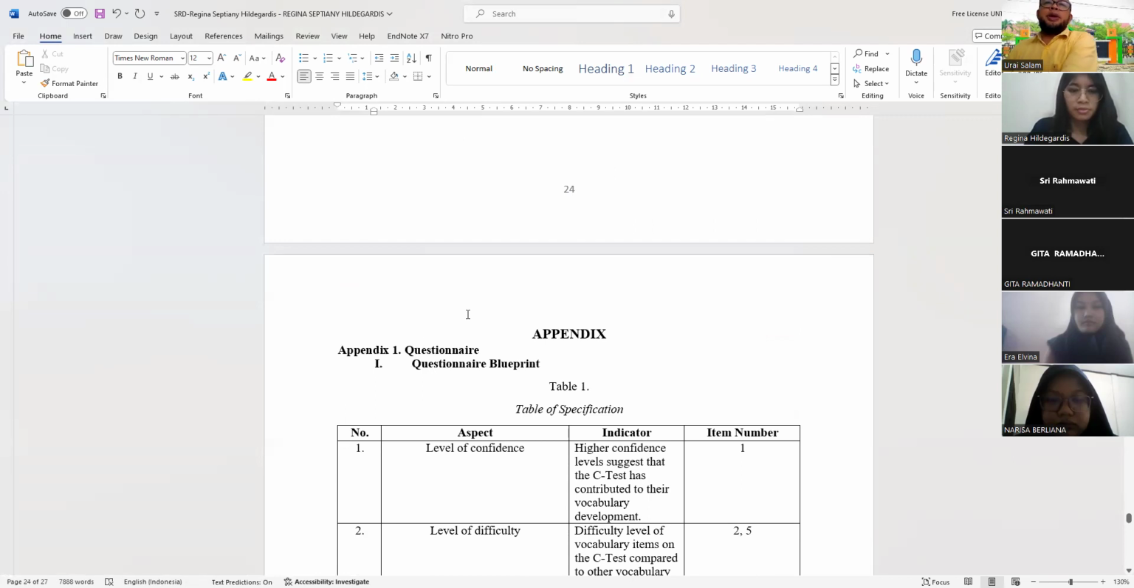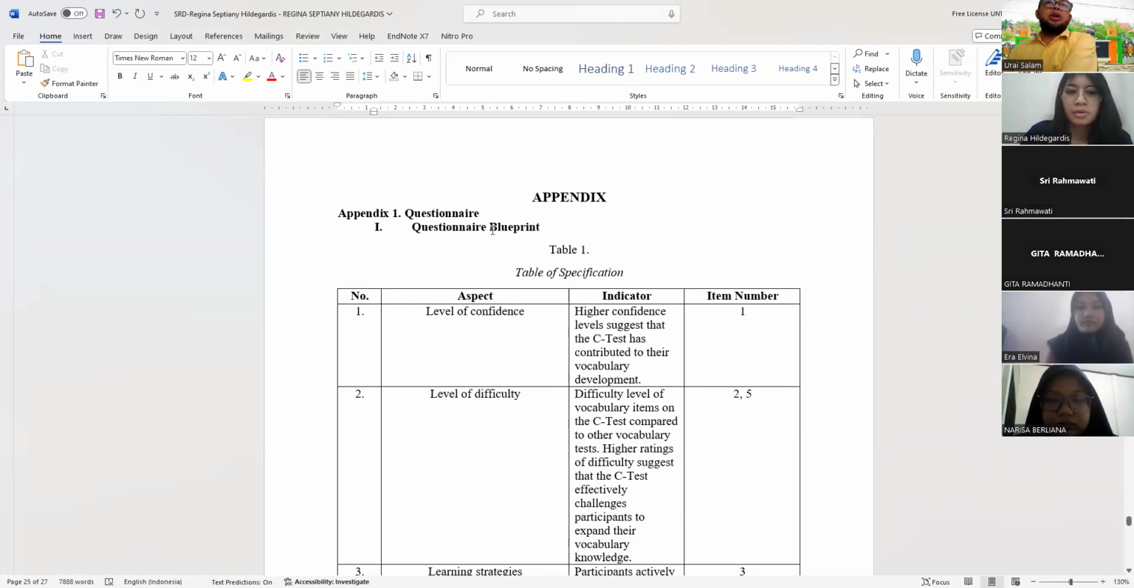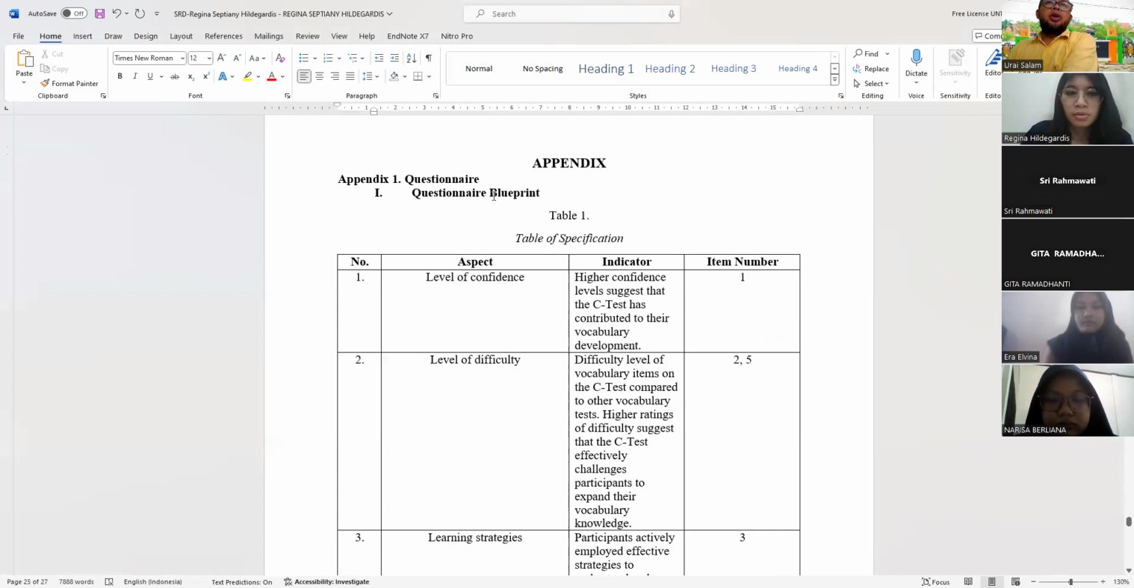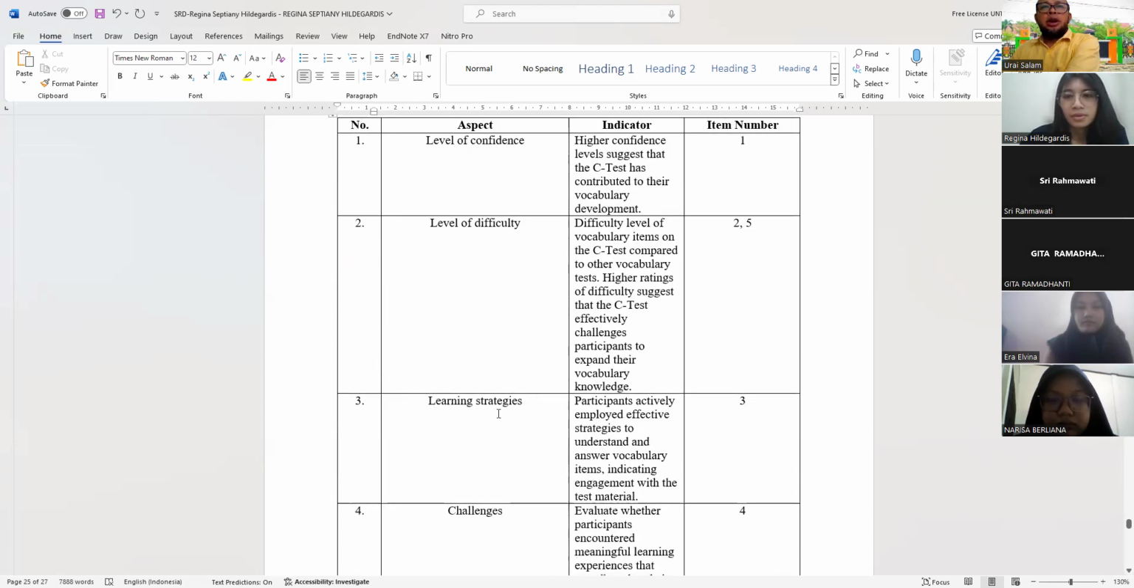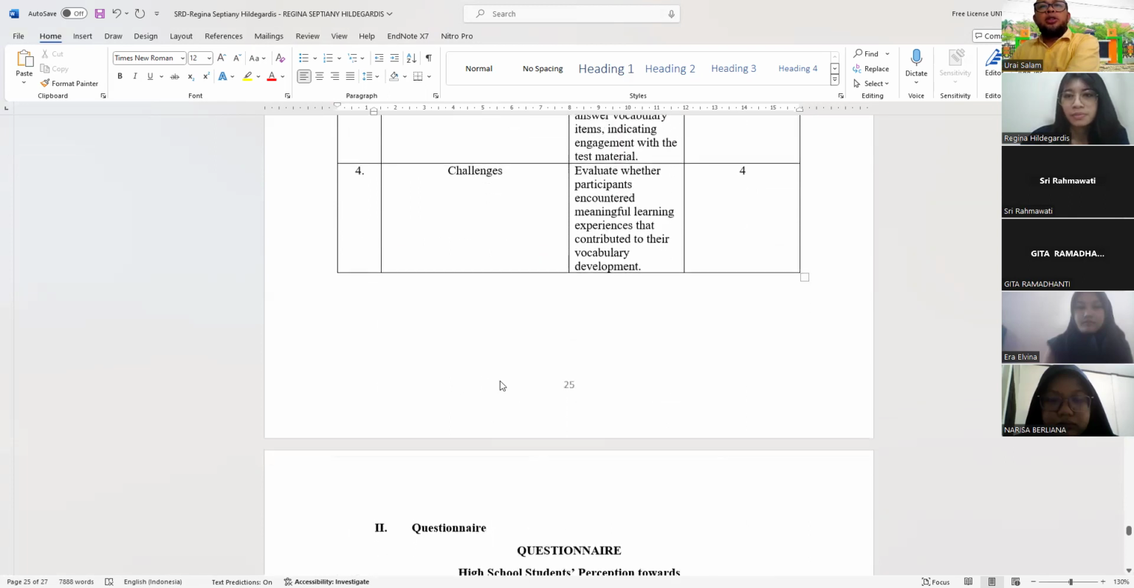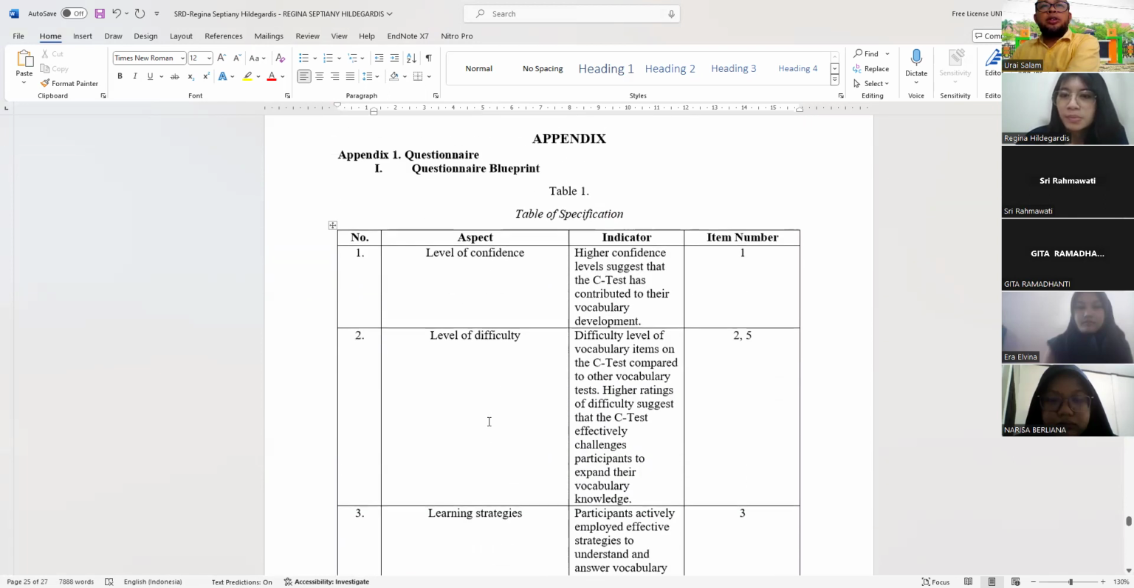Okay, I think that's basically the questionnaire. We don't call it blueprint. Jadi questionnaire, aspect of questionnaire gitu aja, atau table of specification of the questionnaire. Biasanya aspek ataupun question section. Kan ada level of confidence, level of difficulty, learning strategies. Nah, ini tuh terlalu, saya nggak tahu.